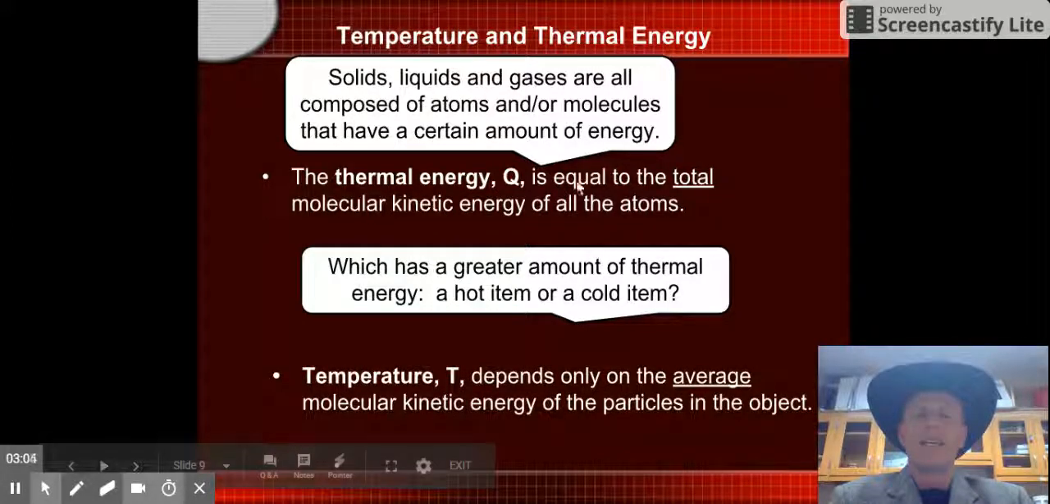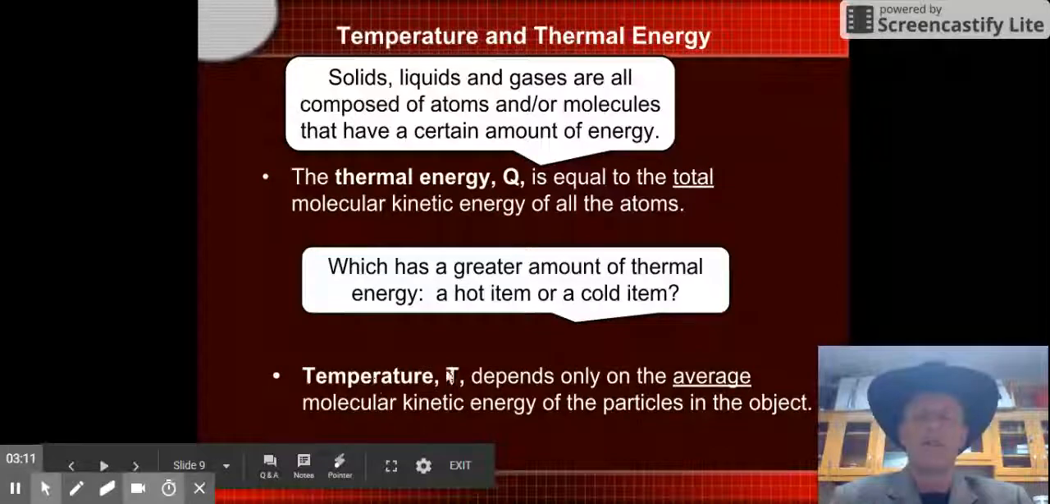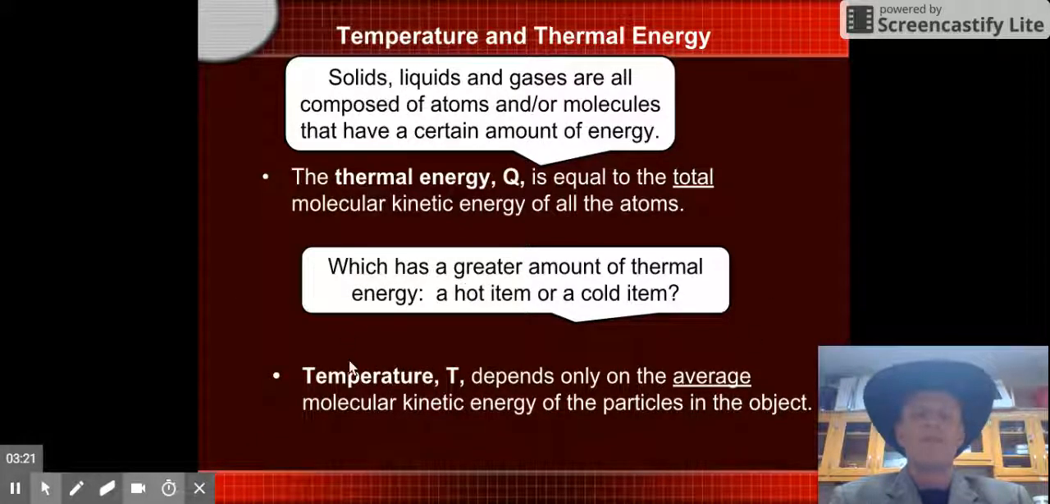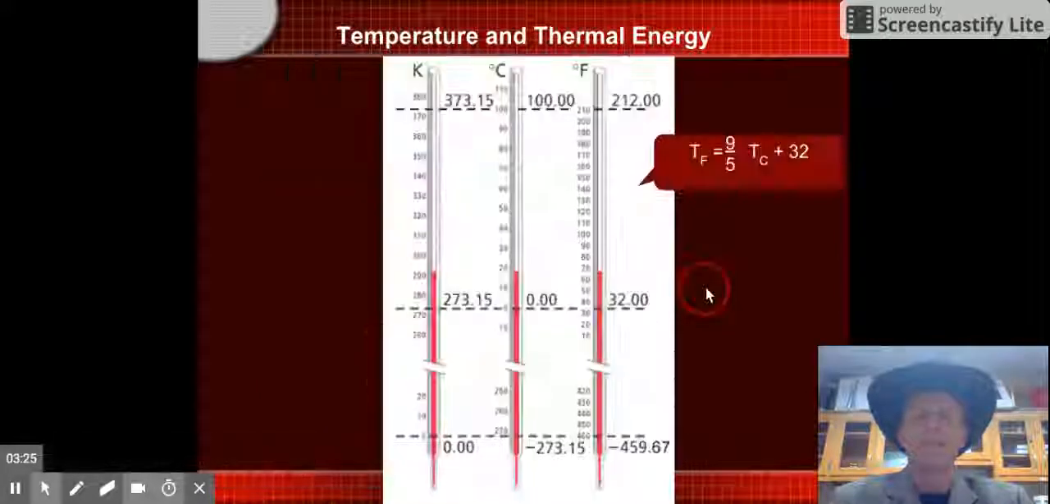This says the total molecular kinetic energy of all the atoms. And this one says the average molecular kinetic energy of all the particles. So the temperature, and this is what they connected in the 1900s, they connected the movement of the particles to the temperature. The faster the particles are moving, the higher the temperature. And then we get into these temperature scales.